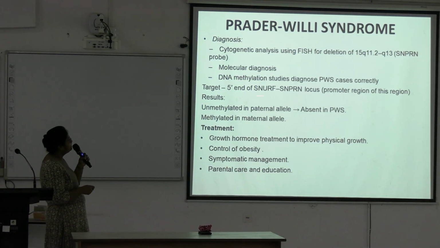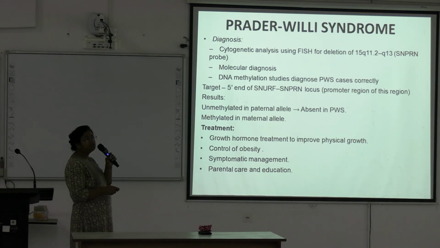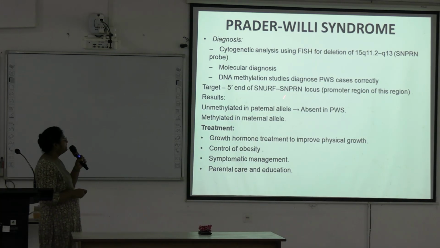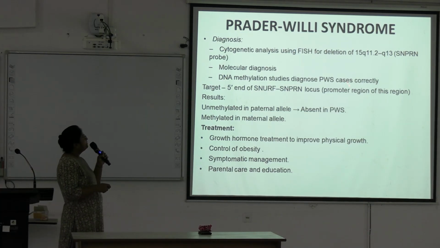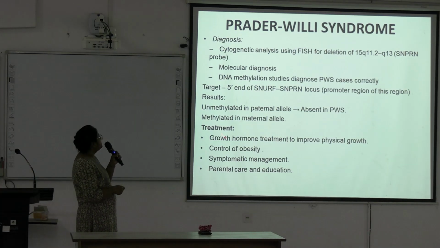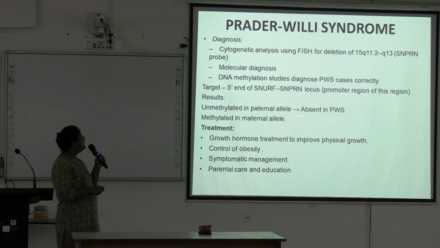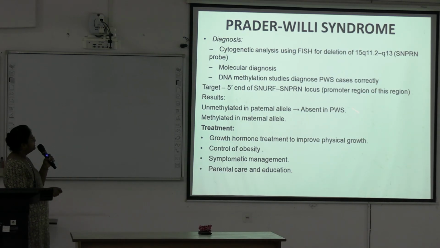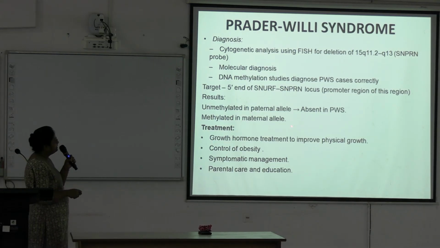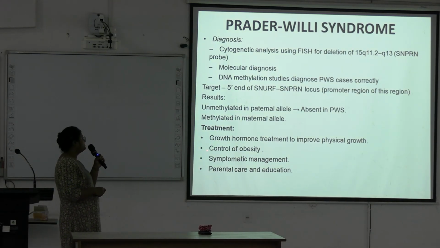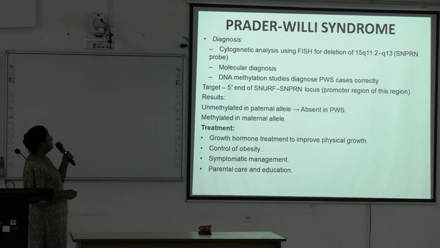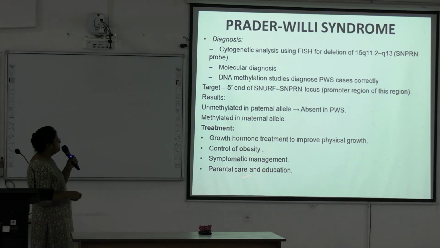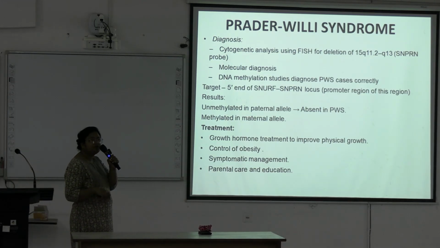DNA methylation studies diagnose Prader-Willi syndrome cases correctly. Target is the 5' end of the SNURF and SNRPN locus. This is the promoter region. These are the results: unmethylated in the paternal allele, which is absent in Prader-Willi syndrome, and methylated in the maternal allele. Treatment is growth hormone treatment to improve physical growth, control of obesity, symptomatic management, and parental care and education. This is the treatment protocol.